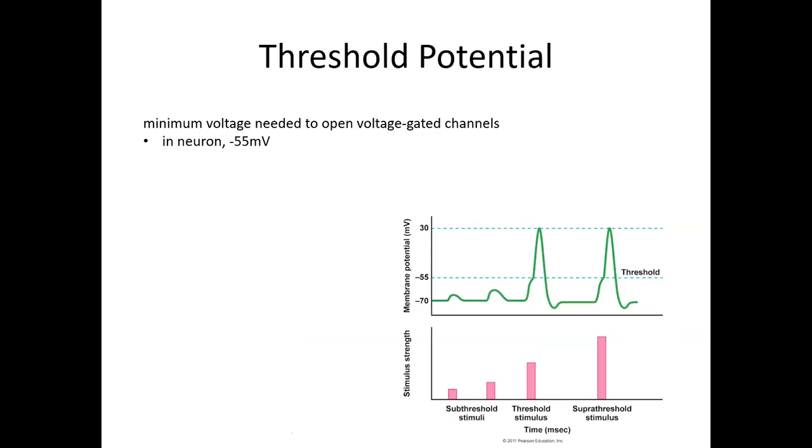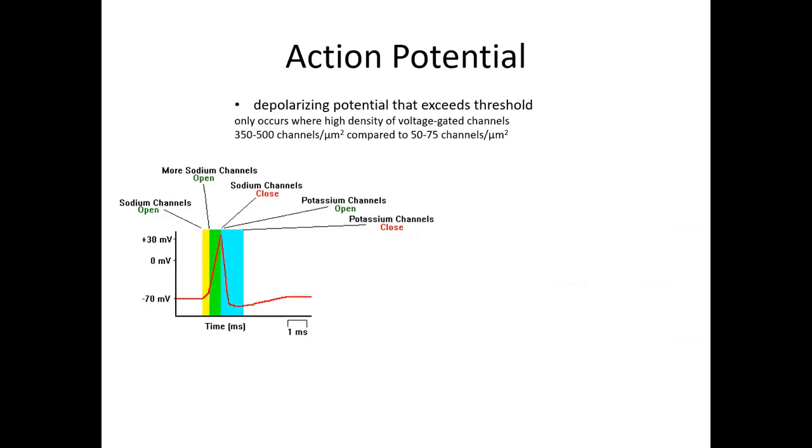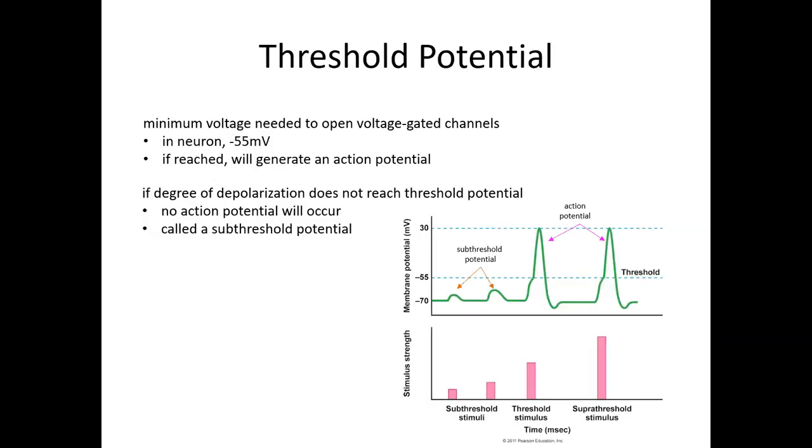So that brings us to the threshold potential. In other words, what's the minimum voltage needed to open those voltage gated channels? In the neuron, we have to figure out how to get from -70 to -55 millivolts. If stimuli are not strong enough, they could partially bring us that way, but if we haven't reached -55, you're not going to get your action potential. If it is reached, we will generate the action potential as seen in the top picture. If it does not, then those stimuli, as seen in the bottom picture, are called sub-threshold stimuli.